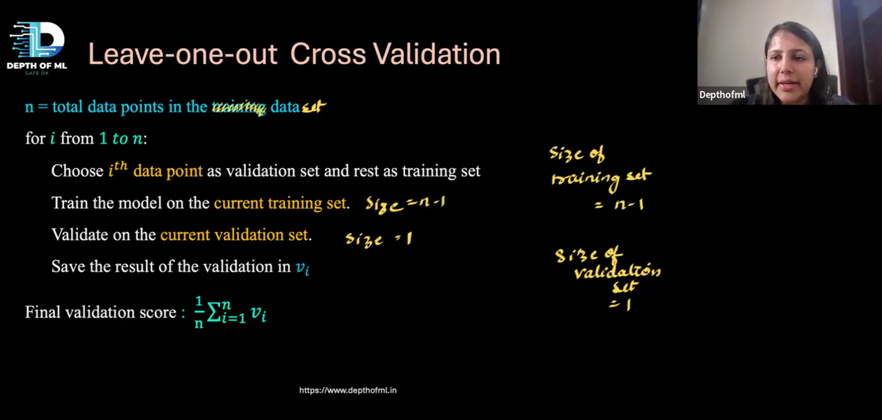So obviously, there are disadvantages: it will have more time complexity and it will take more time to train. Also, the number of trainings that you have to do is as many as the number of data points you have. Suppose you have 1,000 data points. You'll train your model 1,000 times, right? But still, it's a much better estimate. It's more robust than your K-fold cross-validation.